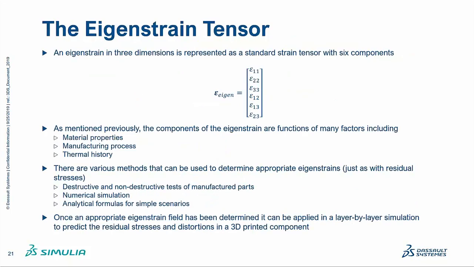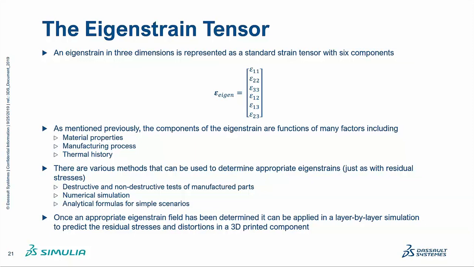The way the eigenstrain tensor, which is more or less the ammunition for an analysis like this, is defined, is represented as a standard tensor with 6 components. And as we talked about earlier, the components of this tensor are functions of many factors. So all the way from material property, manufacturing process, and thermal history, and there is so much more.